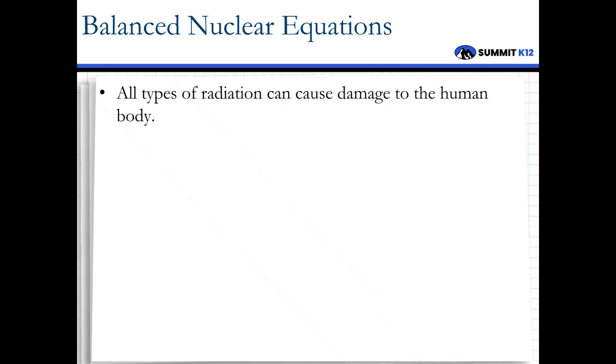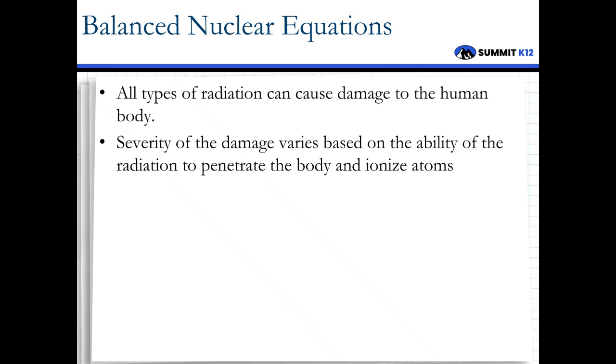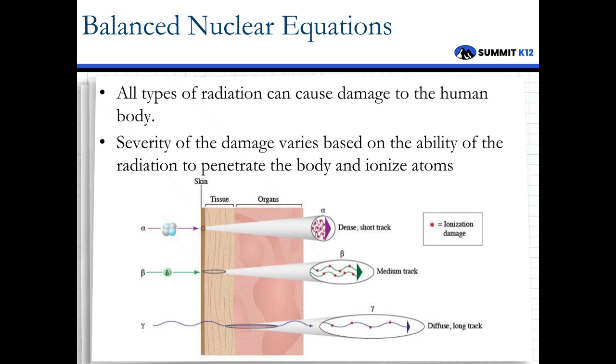So, all types of radiation can cause damage to the human body. The severity of the damage varies based on the ability of the radiation to penetrate the body and ionize atoms. So you can see here, right, alpha isn't going to go very far. It's going to stop on the top. Beta is going to go a little bit deeper into the skin, and then gamma is going to really cut away deep into our skin, causing some different types of radiation damage or poisoning.